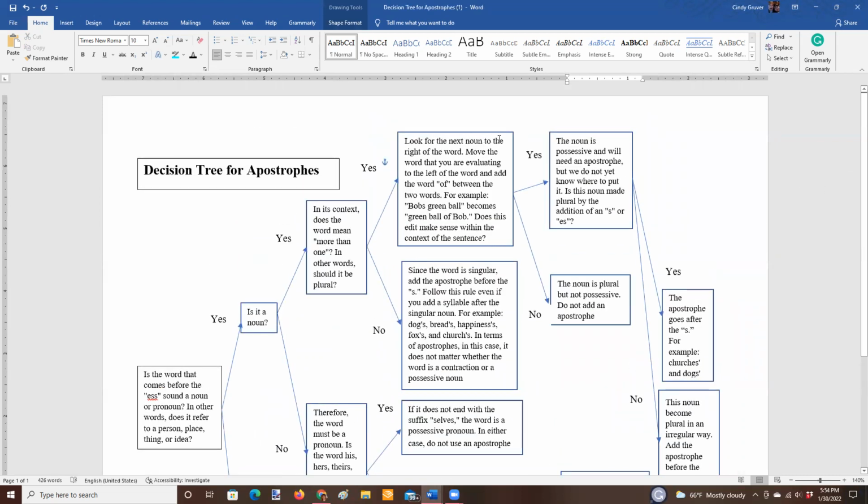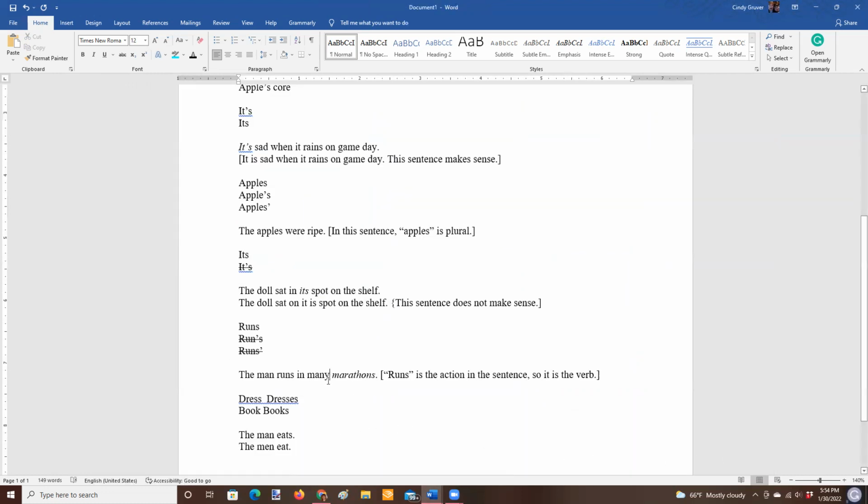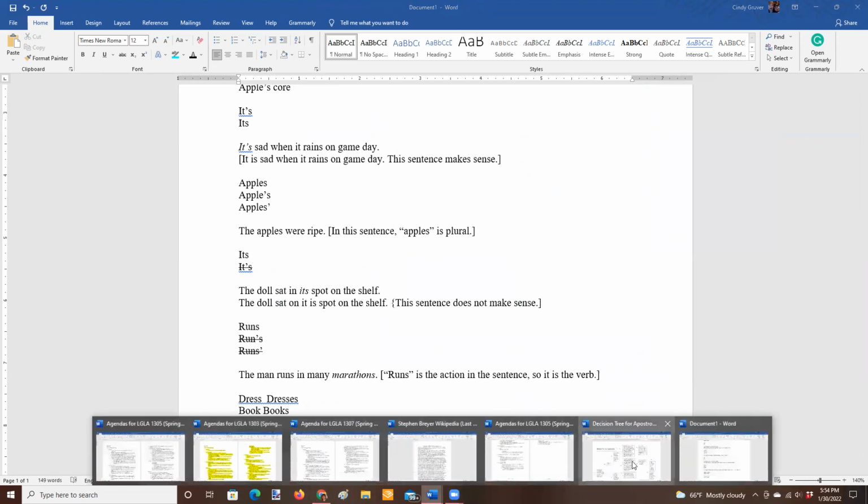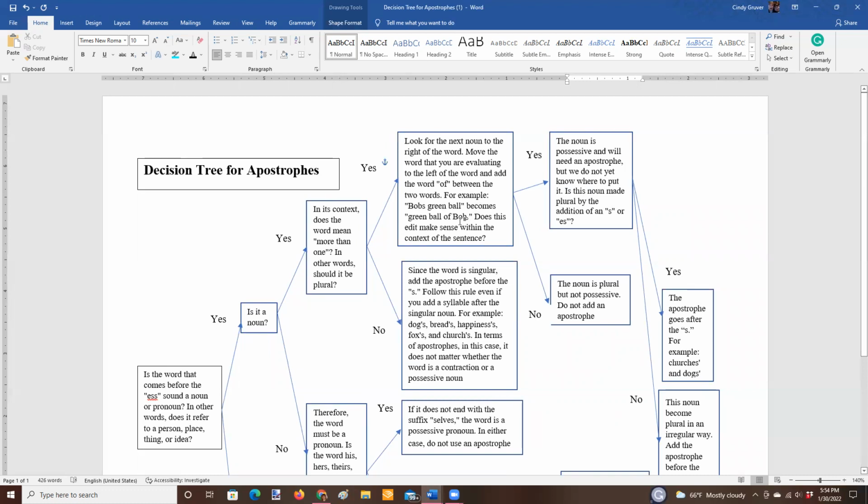Look for the next noun to the right of the word. Okay, well, let's look back at our sentence because this looks like it's going to be pretty easy. It's the last word in the sentence. There's no words to the right. So we know we can't do what we're being asked to do in this box. So we're going to go to no.